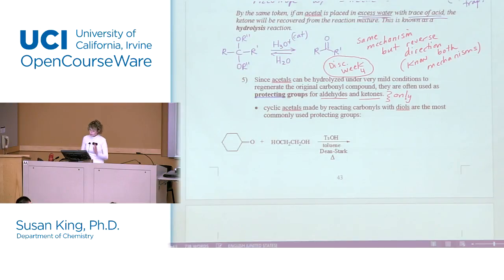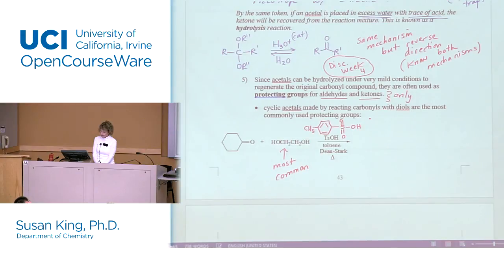And more commonly, rather than making this type of acetal, you make a cyclic acetal when you're using this as a protecting group. So this one's the most common. And these would be the conditions, tosic acid. You could also use catalytic sulfuric acid, but more commonly tosic acid. So very similar to sulfuric acid. So that's what tosic acid is.